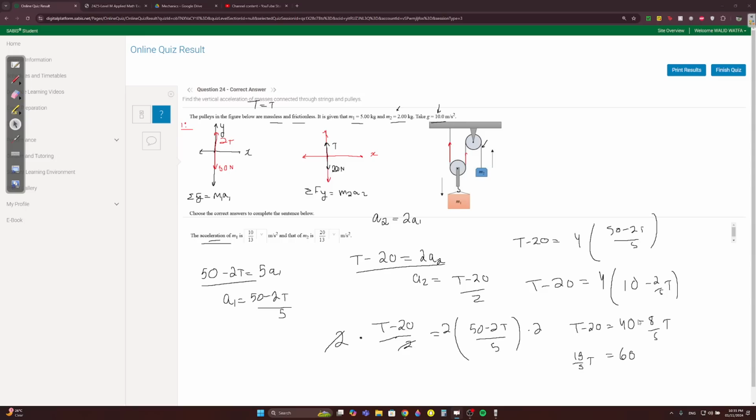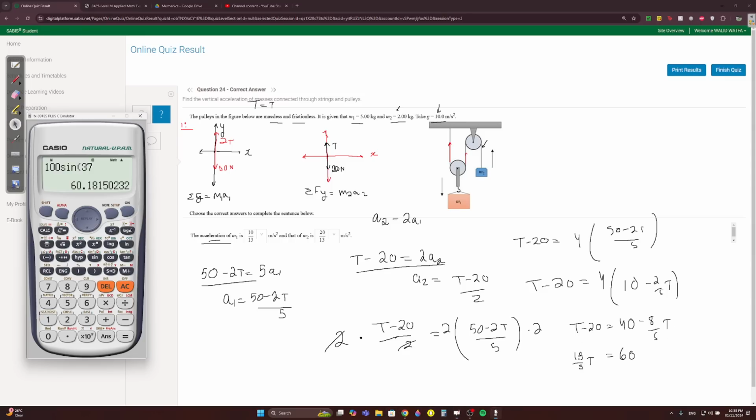How would you find t now? I just took these to other sides. What you're going to get now? How do you find t? 60 divided by 13 over 5. You get this. Let's say, what's as a fraction? 300 over 13. So t is equal to 300 over 13. Even though they're not asking for it, you're going to need it if it was a written part.